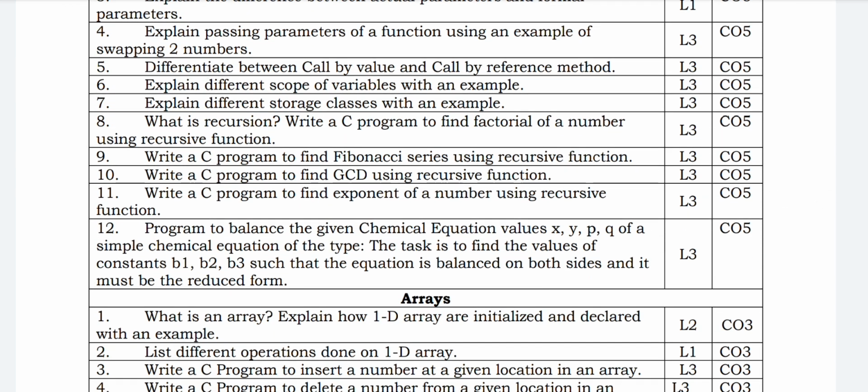So, program to balance the given chemical equation, given the values x, y, p, q of a simple chemical equation of a type. The task is to find the value of constants b1, b2, b3 such that the equation is balanced on both sides and it must be in reduced form. Arrays.